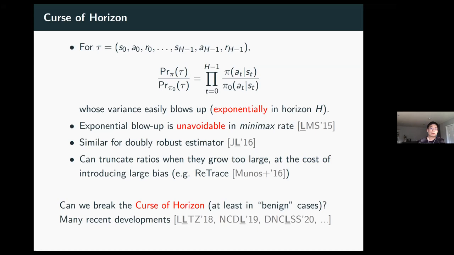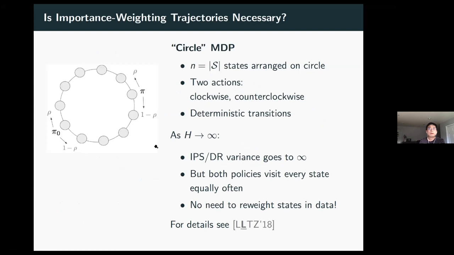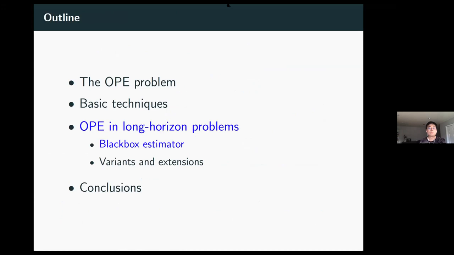There's a lot of recent work along this line, and I'm going to talk about one of them and then mention a few of the variants. This is the black box estimator that I'm going to talk about. It's published in ICLR 2020 if you're interested in looking at the details.